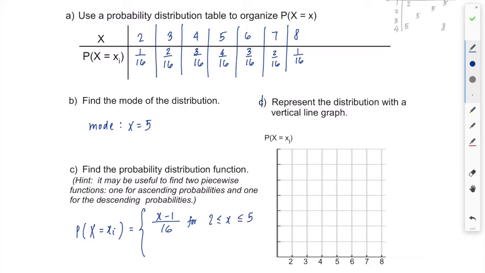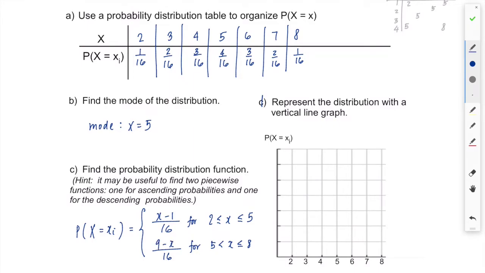Okay? And then for x values that are greater than 5, so starting from 6, 7 up to 8, how can we determine the numerator? Because we know the denominator is still 16. Well, it looks like when x is 8, I get 1. X is 7, I get 2. So there's always this constant decrease. So I can use 9 minus x.